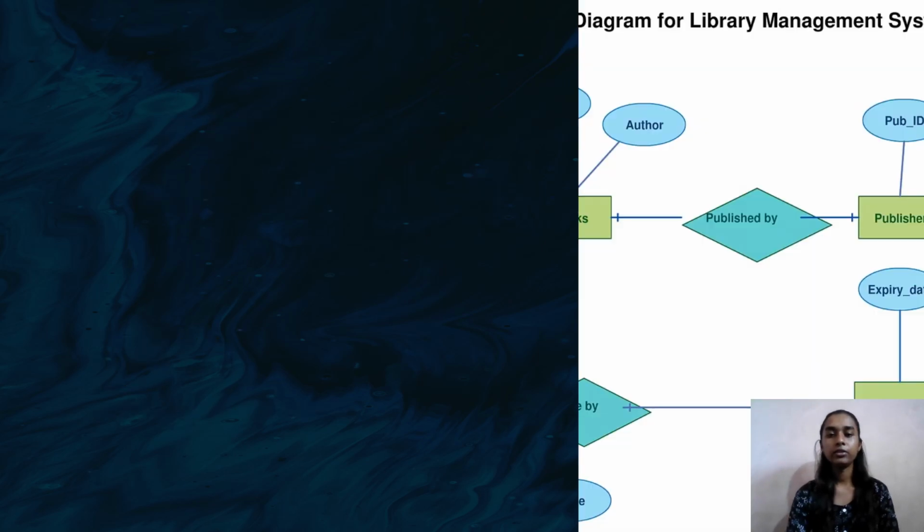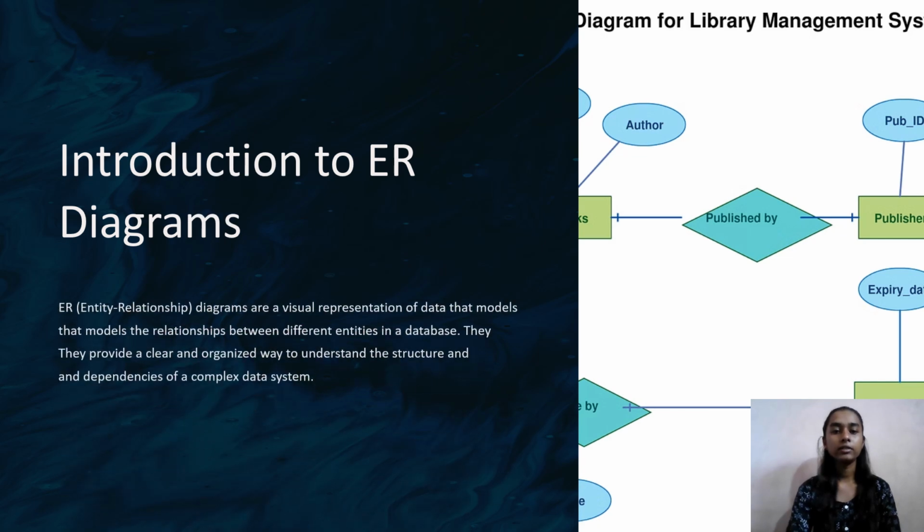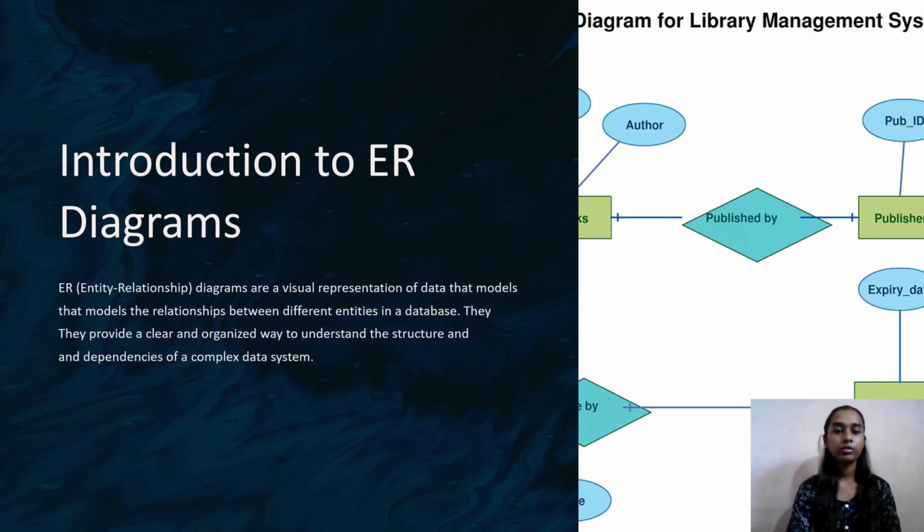Let's begin the video. The first topic is Introduction to ER diagrams. The full form of ER is entity relationship. Entity relationship diagrams are the visual representation of data that models the relation between entities in a database. They provide a clear and organized way to understand the structure and dependencies of a complex data system.